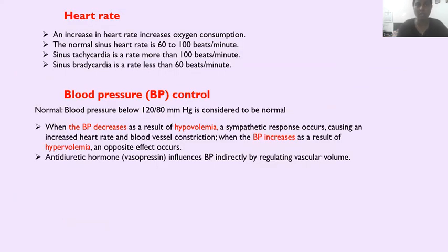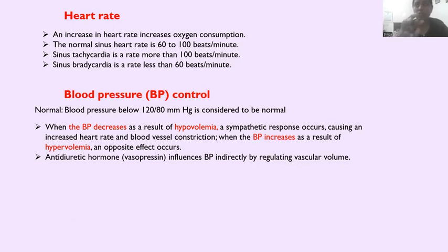And when the heart rate increases, oxygen consumption increases. Then normal sinus rhythm, which everyone knows well, is 60 to 100 beats per minute, and sinus tachycardia means more than 100 beats per minute, and bradycardia less than 60 beats per minute. Remember. And about the heart chambers, there are four main chambers: right atrium, right ventricle, left atrium, left ventricle.